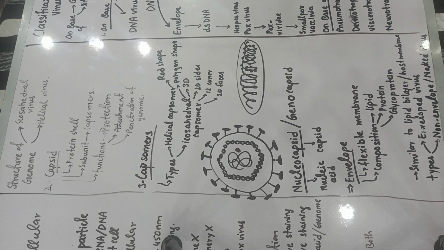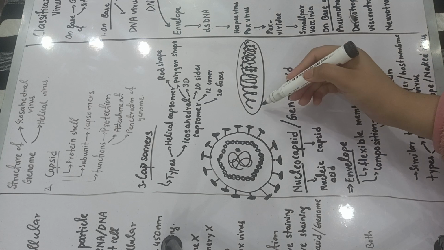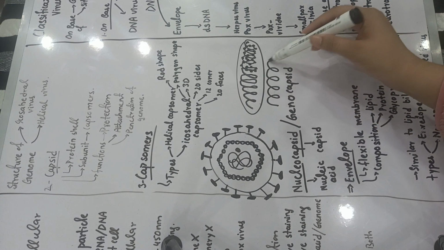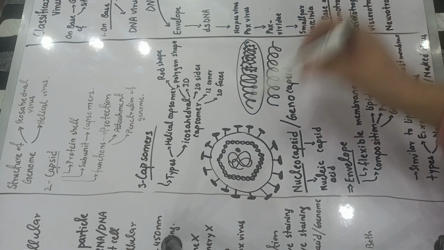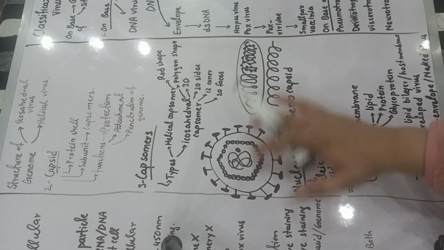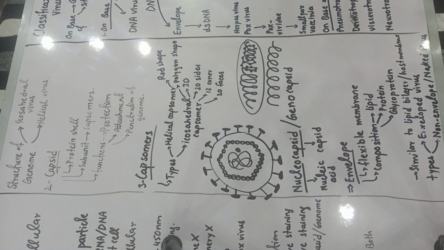The coiled form is just like this, as given here. The nucleic acid is going to be coiled. But as you can see, this is the icosahedral genome, which is in a coiled or condensed form.